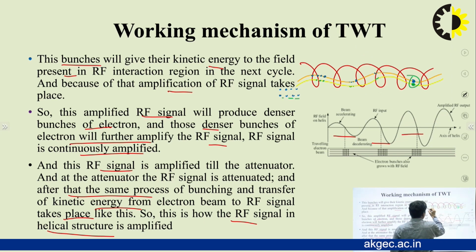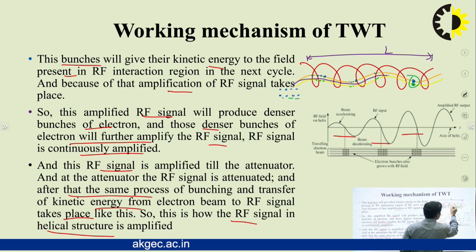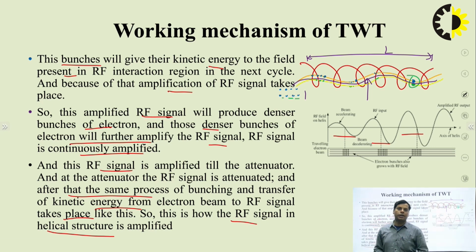when we draw the trajectory length, the actual length looks like this, but due to the sinusoidal structure, the trajectory is like this. So the overall length will increase. Because of this, the path length will increase in this helical structure.